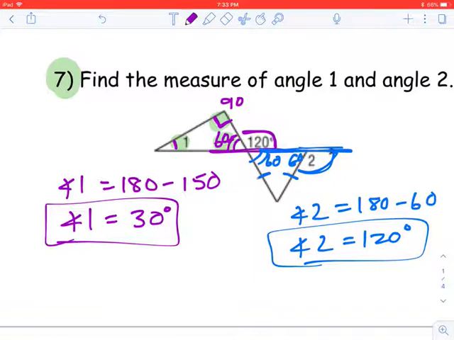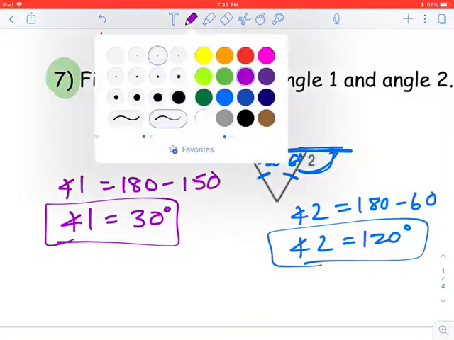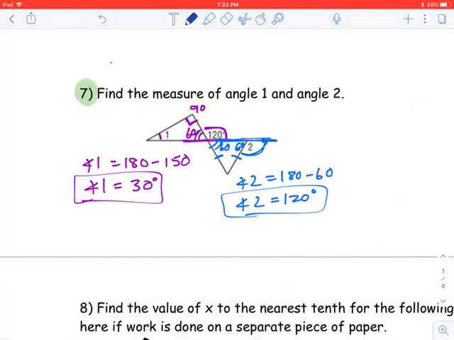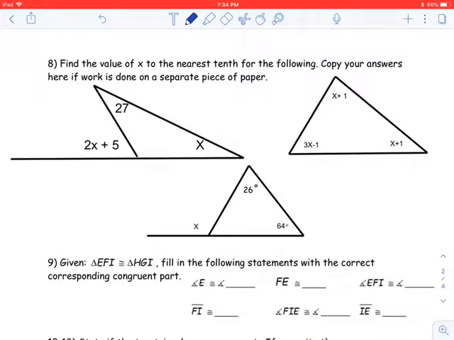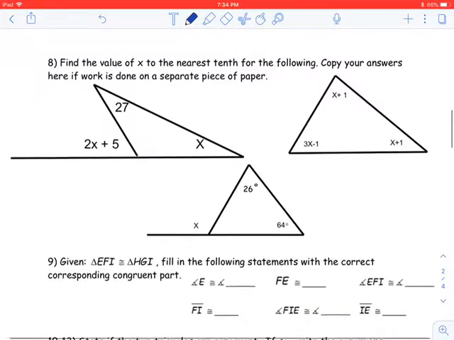Looking at our picture, you have to really pay attention to what's what. I looked at the 120 being supplementary to this angle, and then I used the fact that those two sides were congruent to make everything else the same. So if you have questions on that, be sure to ask. Let's go to the back side, or the next page. Number 8 says find the value of x to the nearest tenth. Again, we'll talk about that tomorrow.